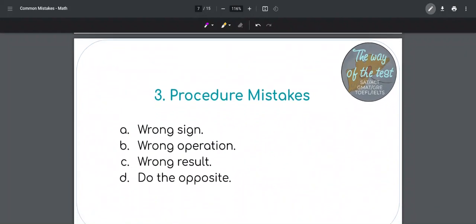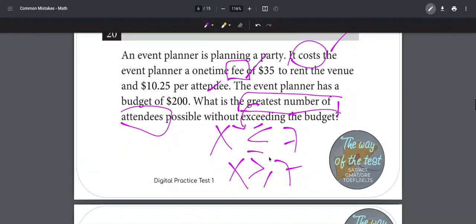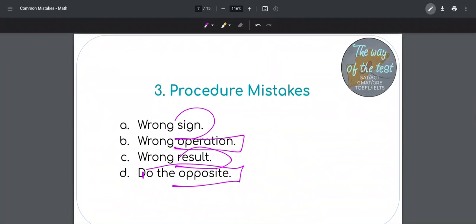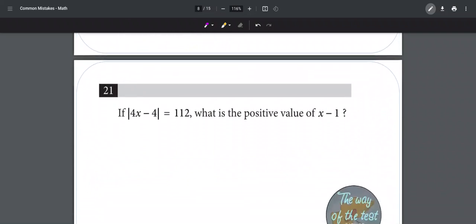Okay, so a procedure mistake is just putting the wrong sign, making the wrong operation, writing the wrong result, or doing the opposite, kind of like the way in which you write the opposite, like less than instead of more than. But in this case, it will be like adding instead of subtracting, multiplying instead of dividing, etc. So procedure mistakes usually happen with short questions or questions that are not really that hard, or sometimes it's because we get excited and we just solve them. Okay, but sometimes they go hand in hand with knowledge mistakes, which means we didn't copy the formula correctly.